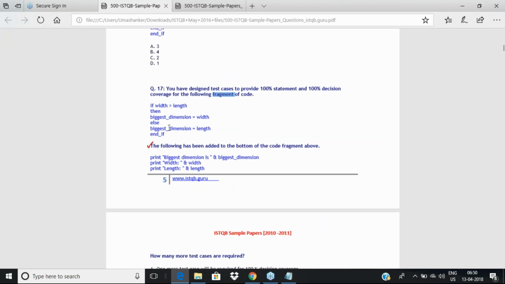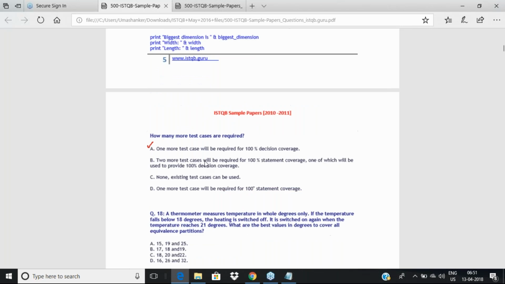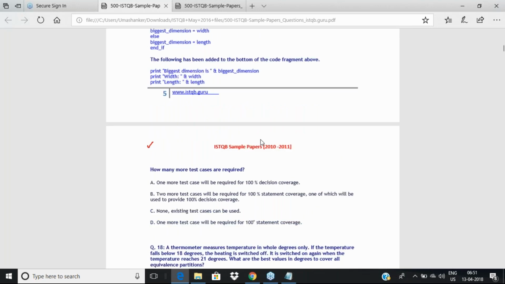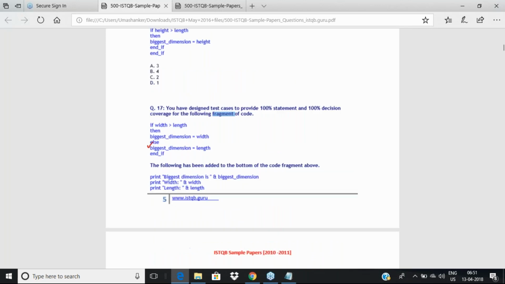See, once he gets the biggest dimension, all he's trying to do is print the biggest dimension, print the width, print the length. So there is nothing going back to the decision. None, existing test cases be used. One more test case will be required for 100% statement coverage. Okay, what is that one more statement?